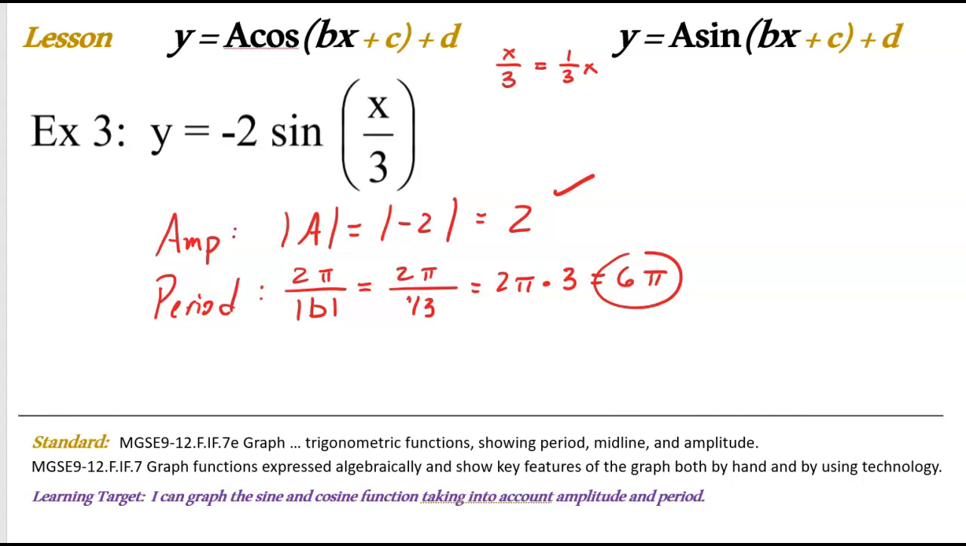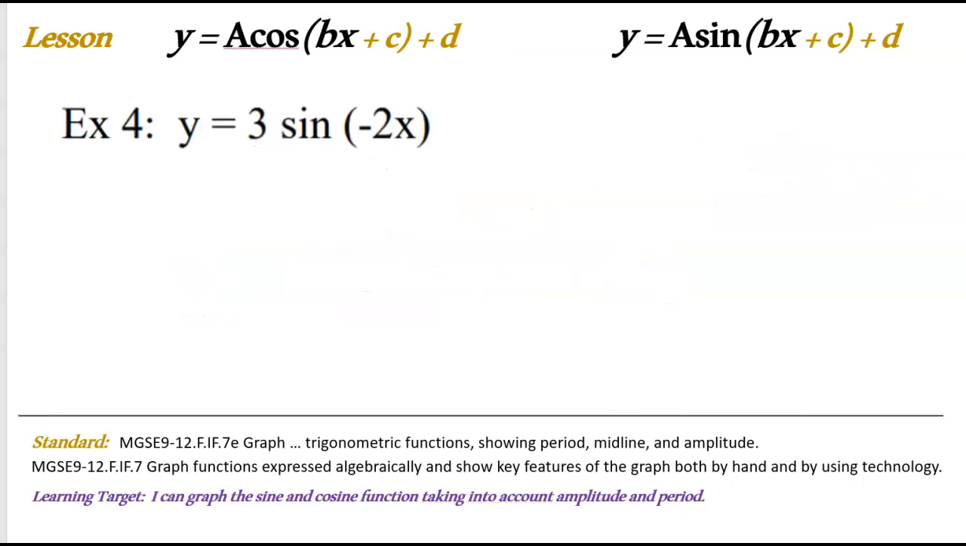So now, if you were to graph the original sine function, there's 2 pi. Now, instead of going from 0 to 2 pi with one wavelength, there's 6 pi. Now it's going to go all the way to 6 pi, one wavelength. Okay, and we'll see how to plot those points in a few minutes.